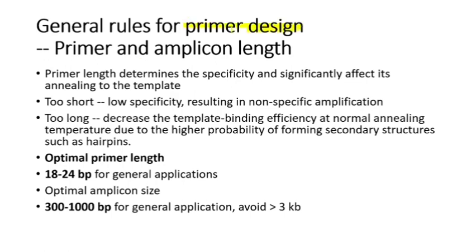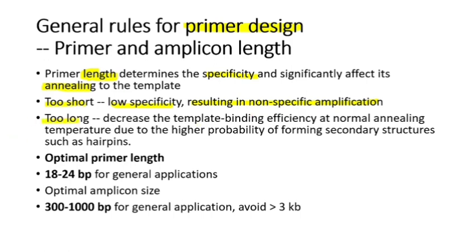Designing a primer for PCR. A primer length determines the specificity and significantly affects its annealing to the template. So the specificity of the primer towards the template is determined by the primer length. So primer length should be optimal. Primer length should not be too high or too short. Too short means low specificity and non-specific amplification can occur.